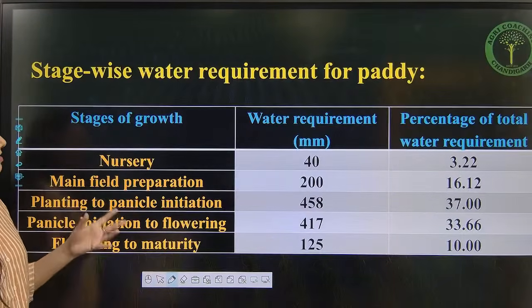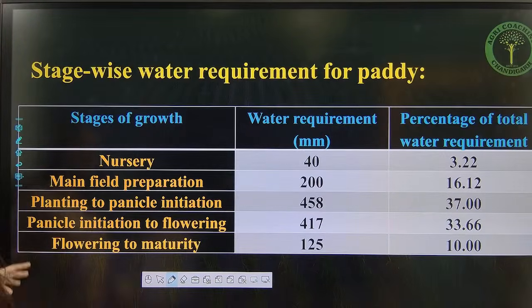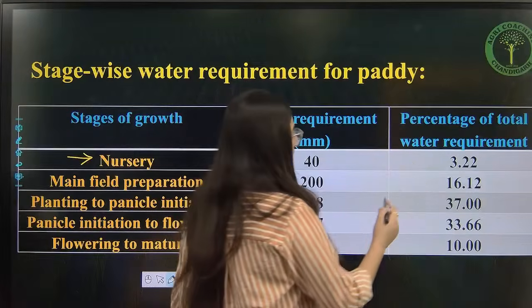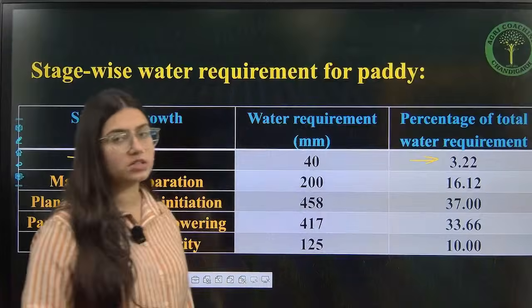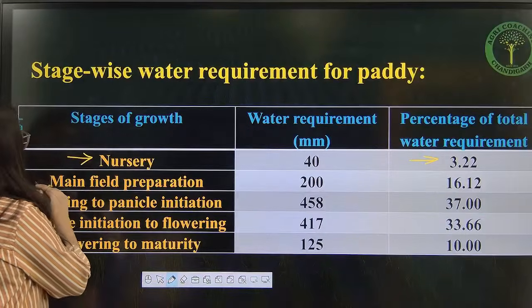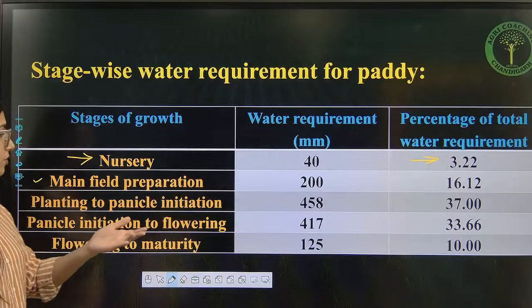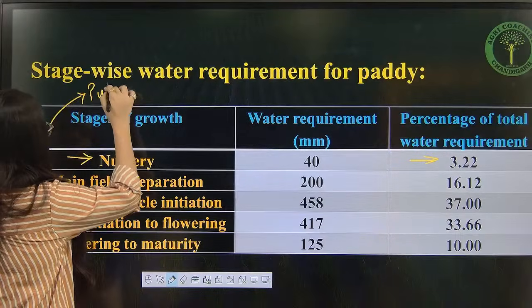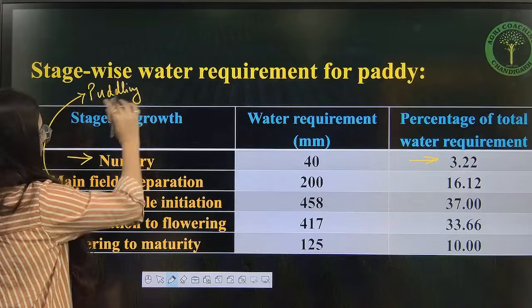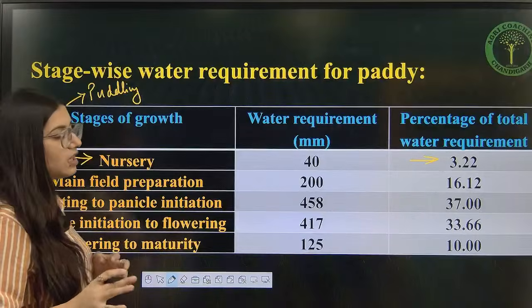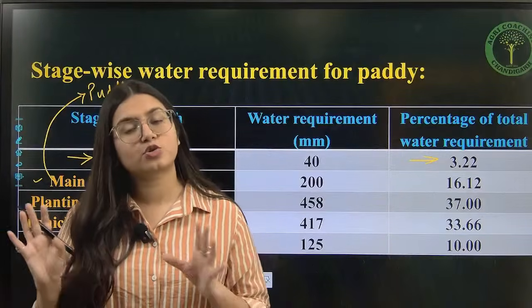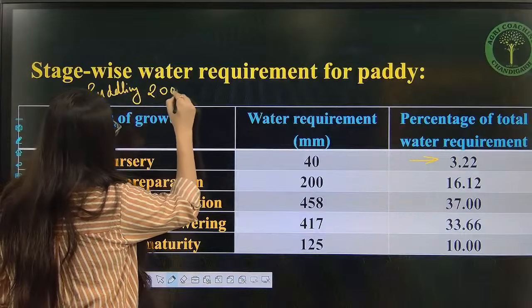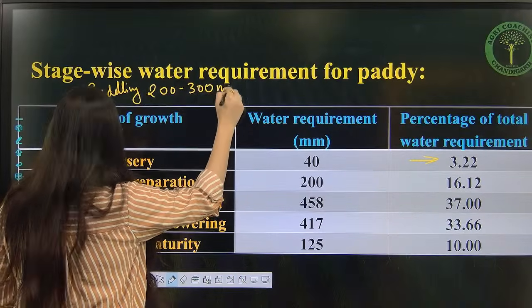Then, the stage-wise requirement for paddy. At the nursery stage, the water requirement is 40 millimeter, that is around 3.22% of the total water requirement. Then for main field preparation like puddling, you can consider 200 to 300 millimeter as well.